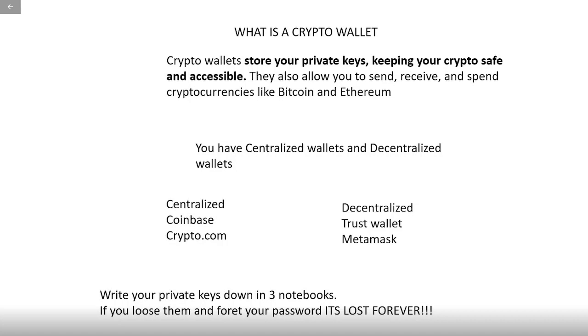Now, you have two different types of wallets. You have a centralized wallet and you have a decentralized wallet. Centralized wallets normally come with centralized exchanges and centralized coins, like Coinbase, Crypto.com, etc. Those are more so centralized wallets. Then you have decentralized wallets such as MetaMask and Trust Wallet.